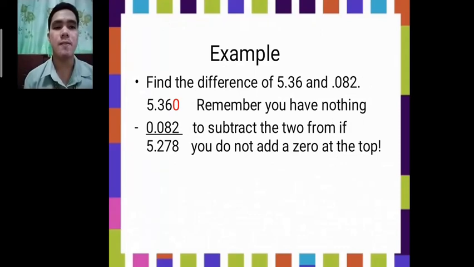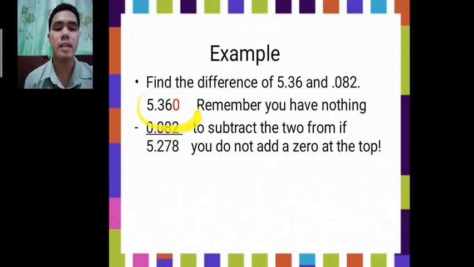Find the difference of 5.36 or 5 and 36 hundredths and 0.082 or 82 thousandths. So remember, you have nothing to subtract the 2 from if you do not add a 0 at the top. So if we do not add 0 here, we have nothing to subtract from this number. Okay, we have to even up the given decimal numbers.